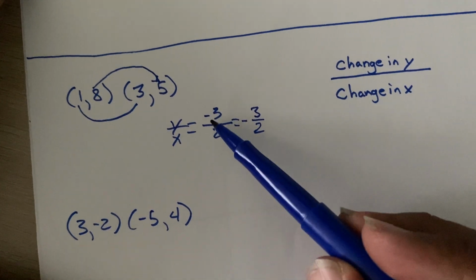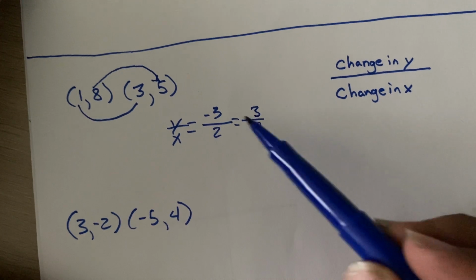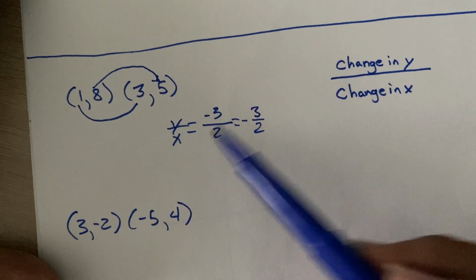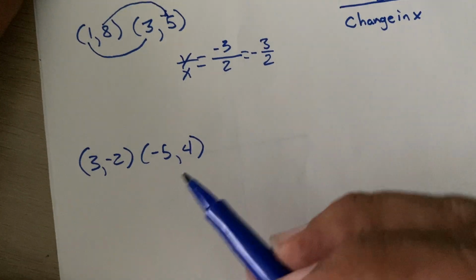It's negative because only one is negative. If both of them were negative, it would become positive. If both of them are positive, it will become positive. But if only one of them is negative, it will be negative. So let's practice that again. See if you can do this one before me.